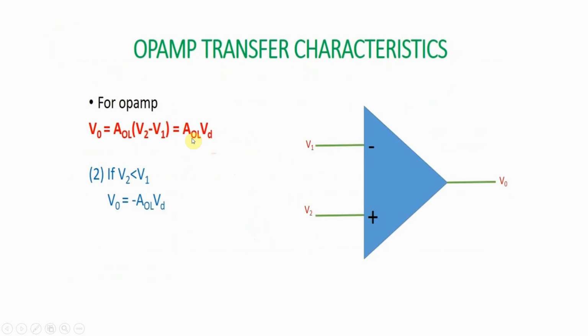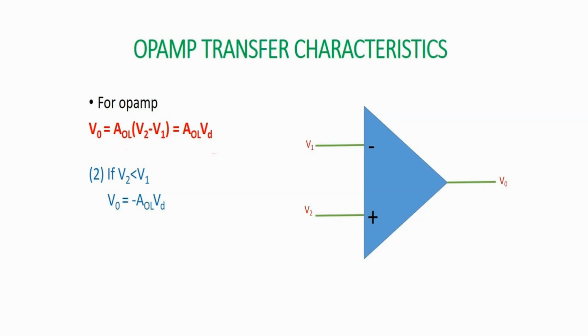In an op-amp, how to calculate the output voltage? The output voltage V0 is equal to AOL, the open loop gain, into (V2 minus V1). V2 minus V1 is Vd, the differential input voltage.